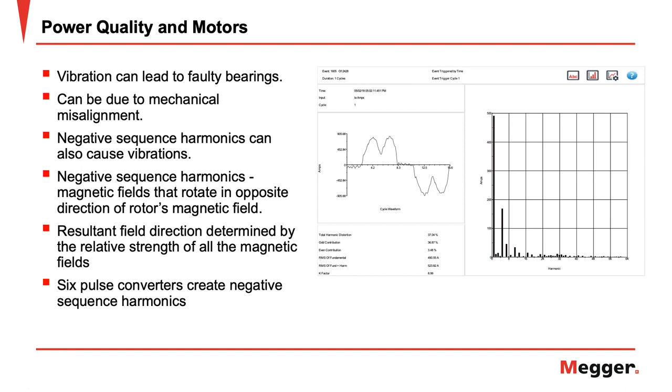Negative sequence harmonics are harmonics that have magnetic fields that rotate in the opposite direction of the rotor's magnetic field. The negative sequence components can produce a resultant field or vector field. The direction of this field will be determined by the relative strength of all the magnetic fields, and this can lead to motor vibrations. Negative sequence harmonics are a byproduct of 6-pulse converters, which are commonly found in three-phase power supplies, and these are often used in variable frequency drives or VFDs.